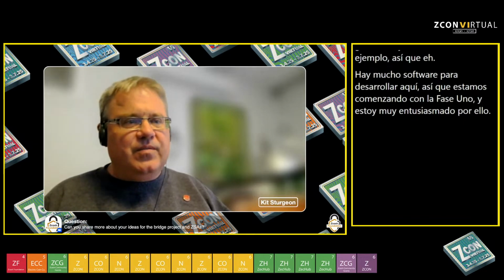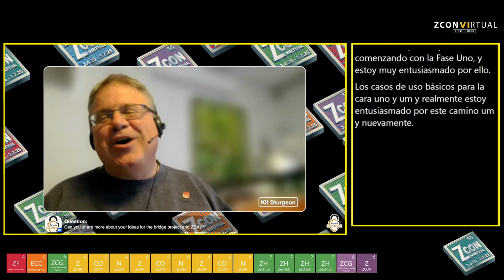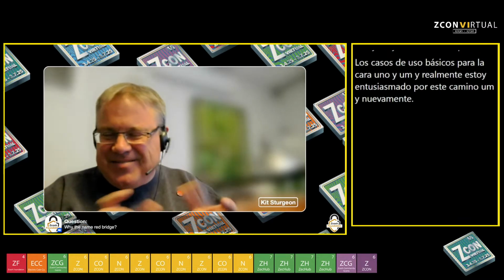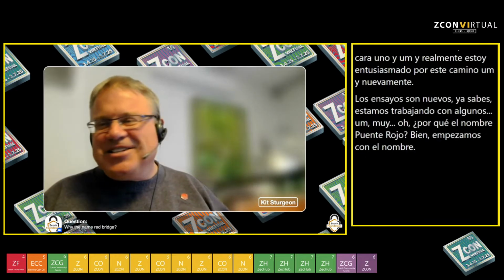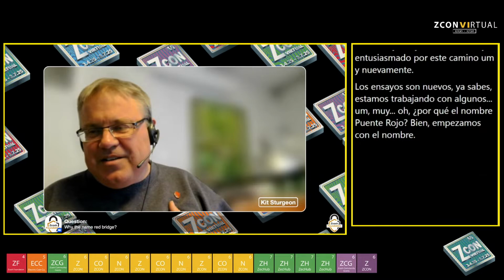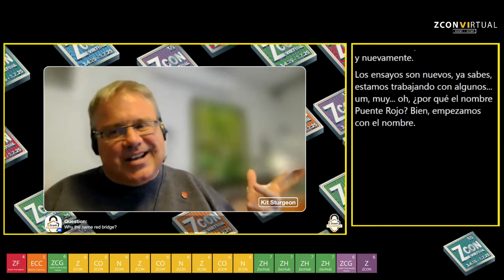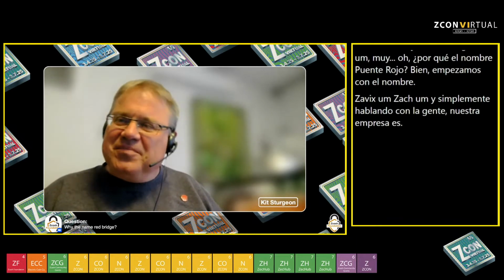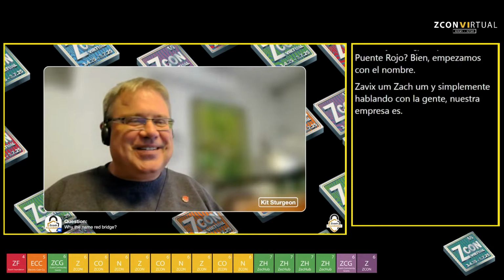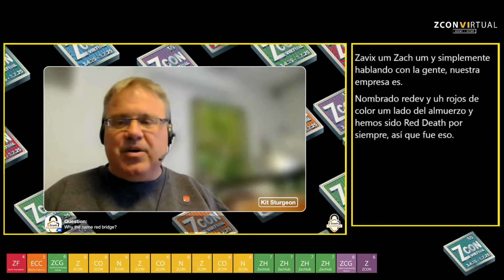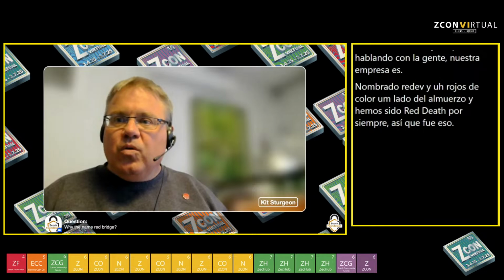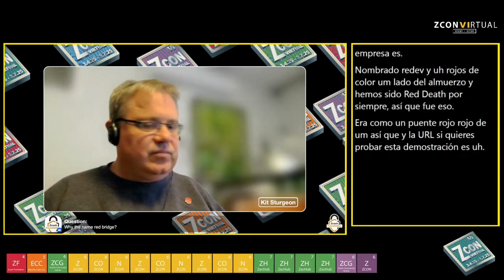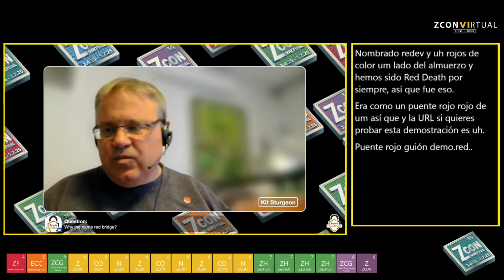Why the name Redbridge? We started out with the name Zavex, Zcash, Avex, Zavex. And just talking to people, our company is named RedDev, and red's a color on the Avalanche side, and we've been RedDev forever. So it was like Redbridge, RedDev. And the URL, if you want to try this demo, is redbridge-demo.red.dev. My email is kit@red.dev.